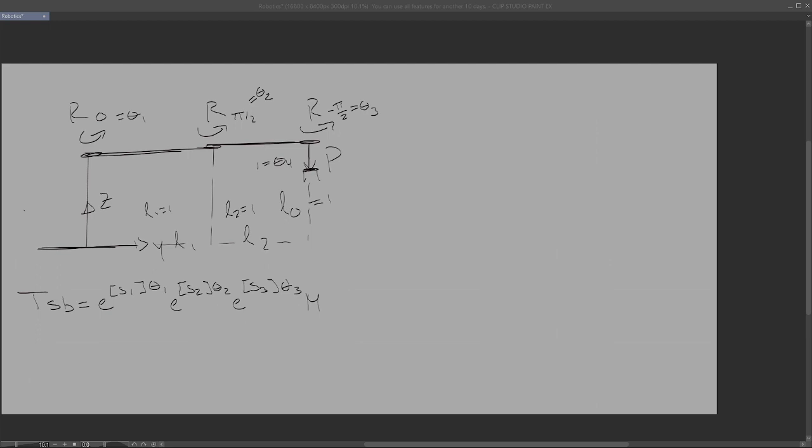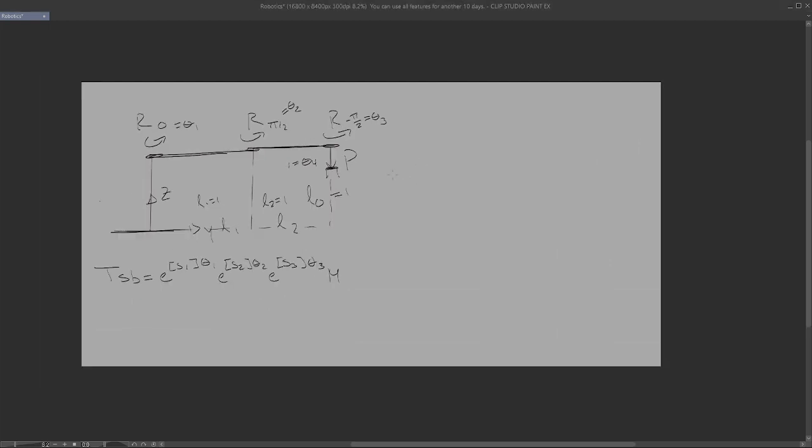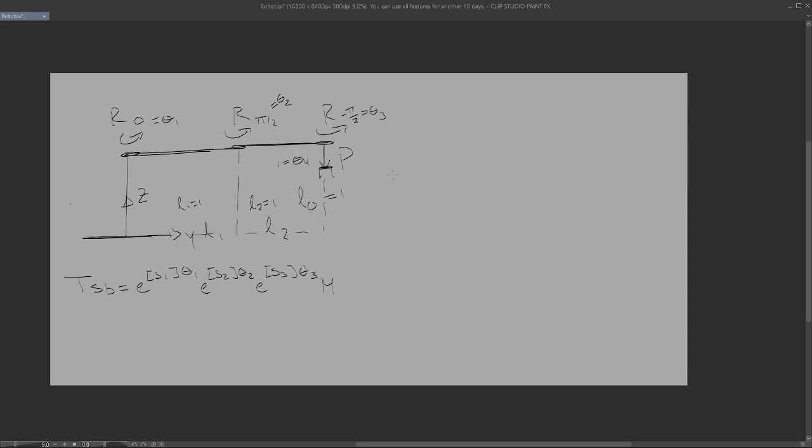Hello! Today I'll be presenting the basics of forward kinematics. I'm going to assume that this is concurrent with the textbook and you have already read chapter 3, and we're just going straight at it.